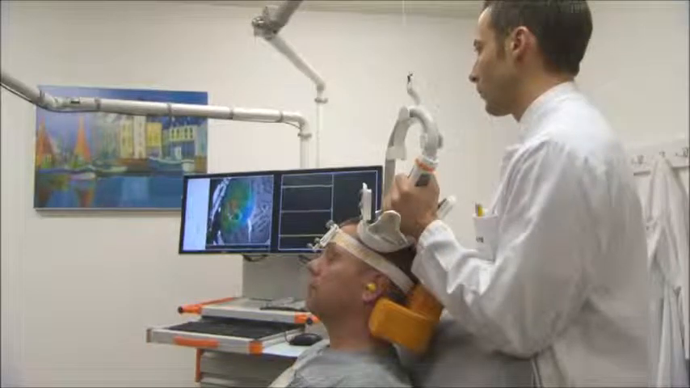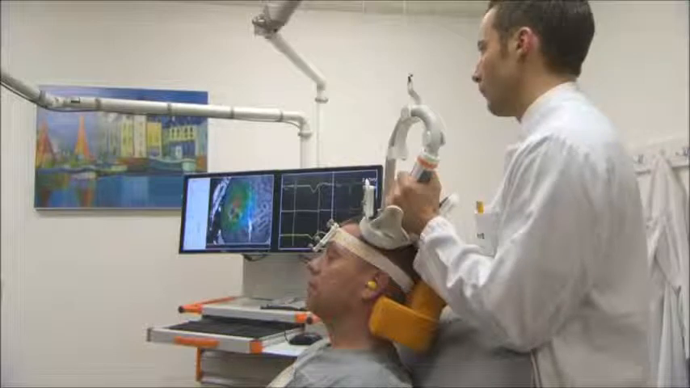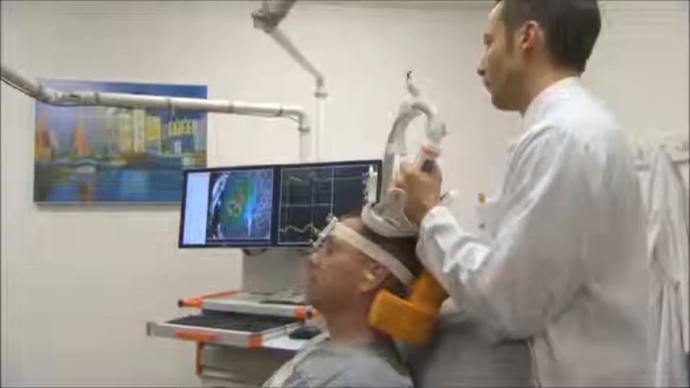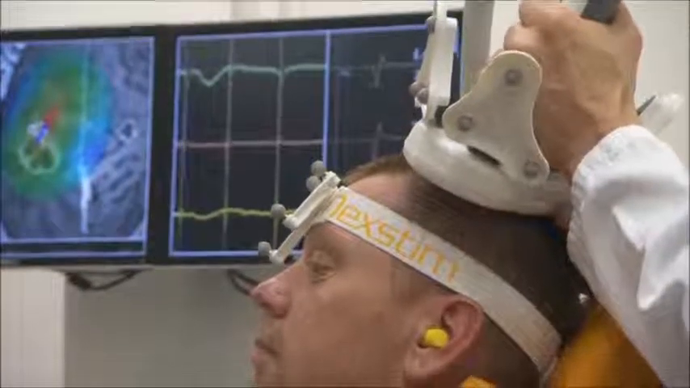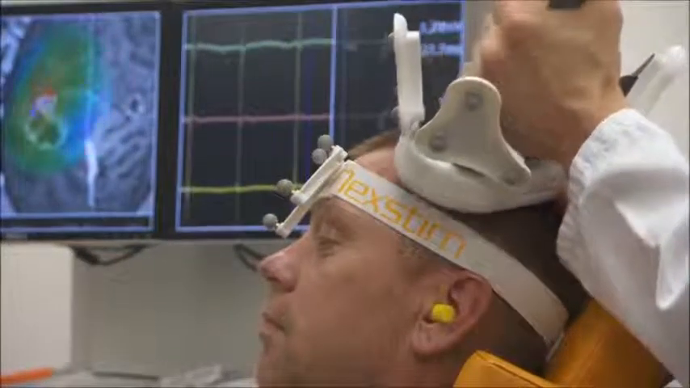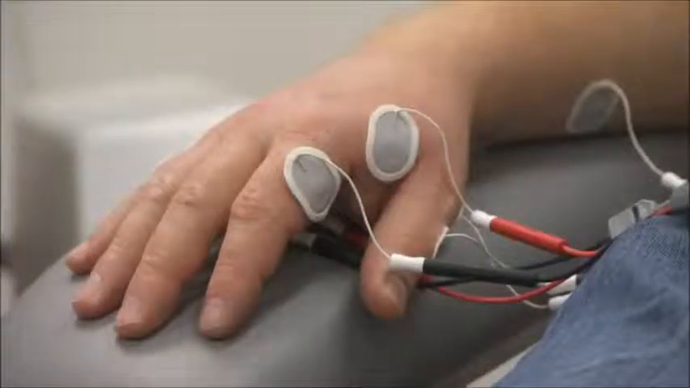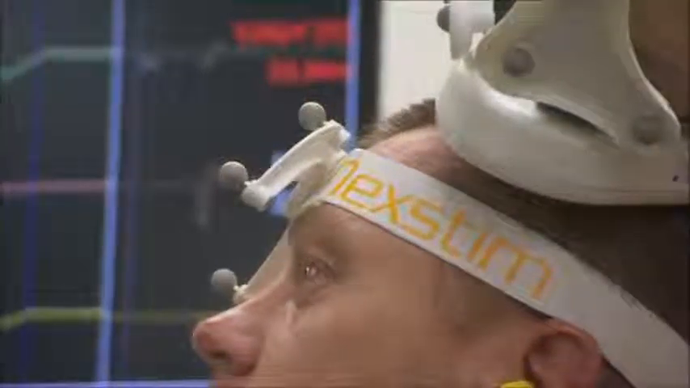A sequence of stimuli is given to find the cortical representation area for the hand muscle abductor pollicis brevis, APB. Having the E field visualized in the rendering allows fine control of TMS orientation and angle when moving the coil. A foot switch is used to trigger the TMS coil and deliver a stimulus.